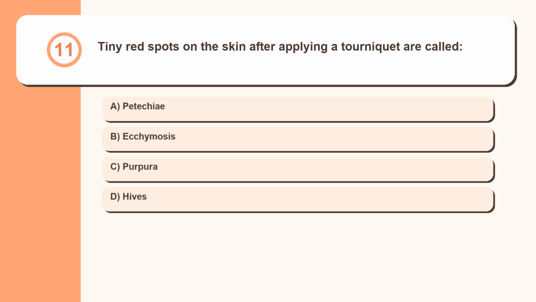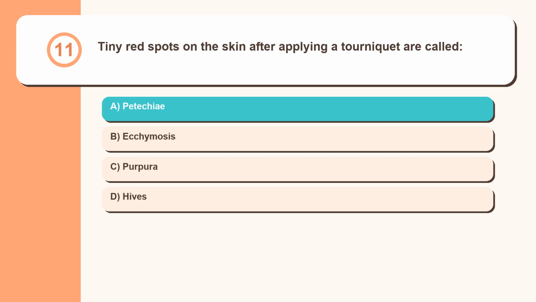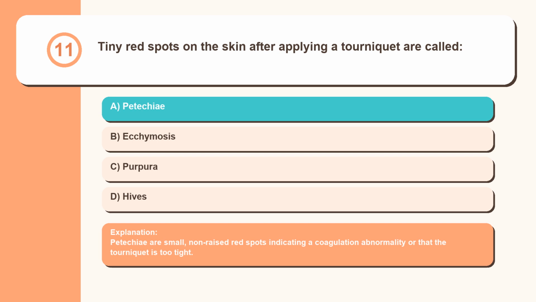Question 11. Tiny red spots on the skin after applying a tourniquet are called petechiae, ecchymosis, purpura, hives. Petechiae are small, non-raised red spots indicating a coagulation abnormality or that the tourniquet is too tight.